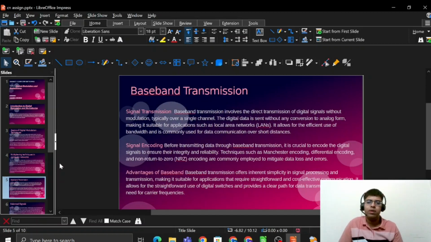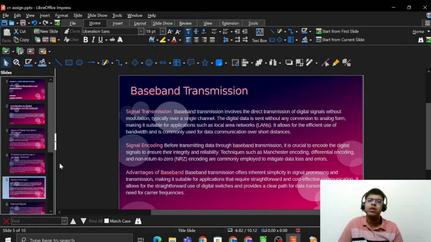Let's learn about baseband transmission. Now let's learn what signal transmission is. This involves direct transmission of data signals without any modulation over a single channel. The digital data is sent here without any conversion to analog form, which makes it suitable for applications such as LANs, where efficient use of bandwidth is achieved, and commonly used for data communication over short distances.